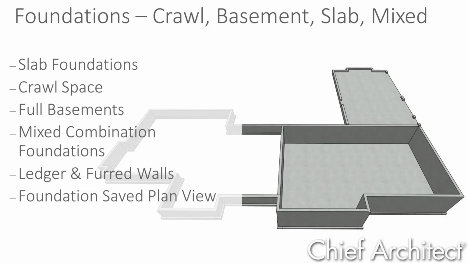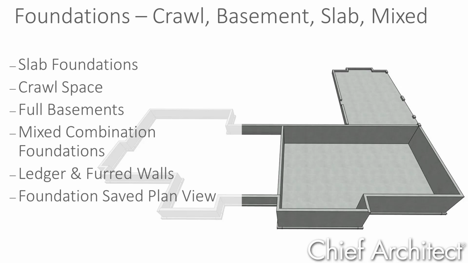For this foundation session, I'll cover the process of building different types of foundations: slab, crawl space, full height basement, and a mixed combination of the types. For the full basement foundation, we will look at both a ledgered stem wall and using a furred wall to support the joists above. I will also cover the process of creating a new foundation saved plan view with defaults and layers specific for a foundation. You can use this process to include in a template plan and leverage on your design projects.